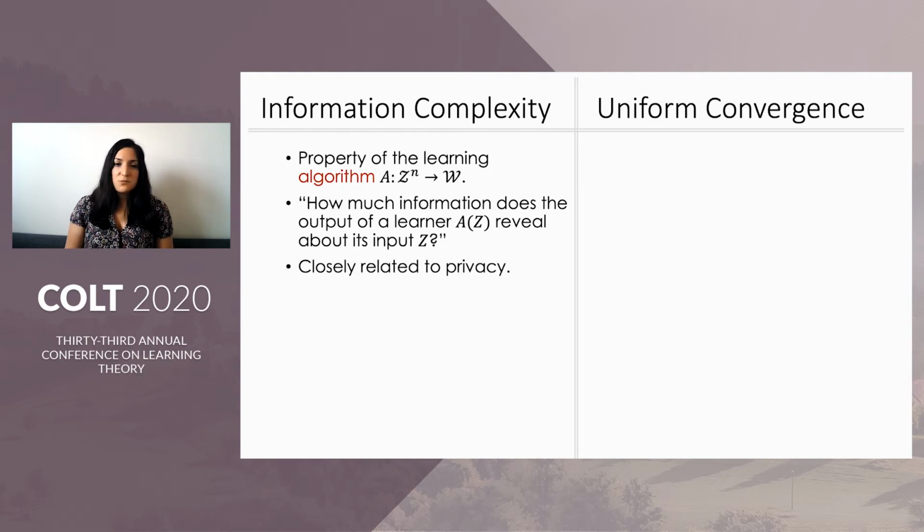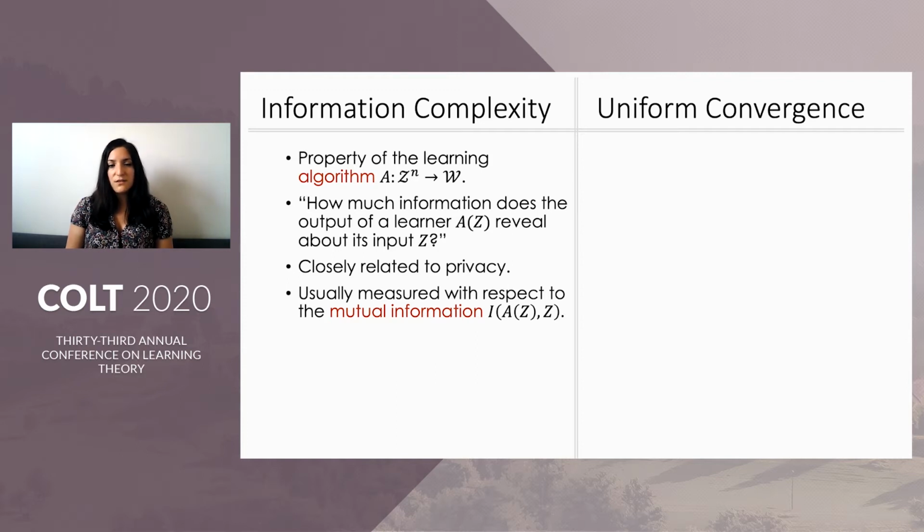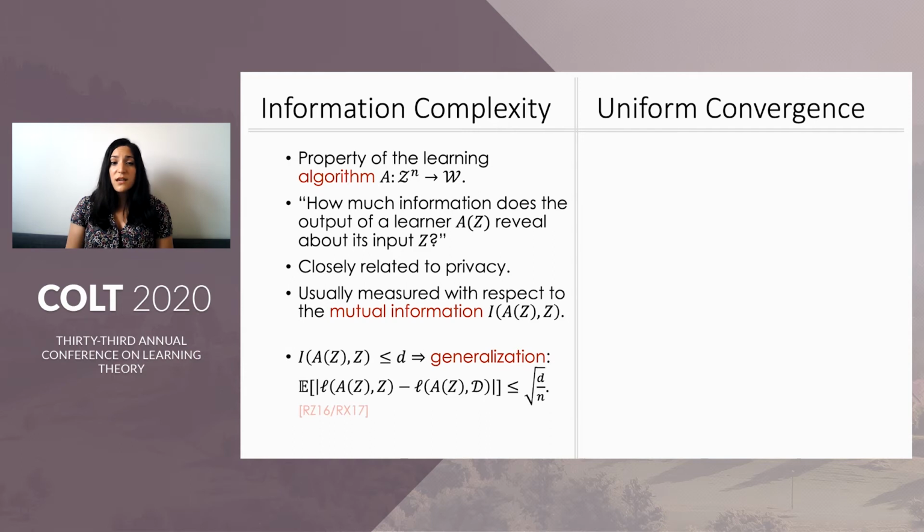It's closely related to privacy, and it's usually measured with respect to the mutual information between the input and the output of the algorithm. Another reason we care about the information complexity is that low information complexity implies generalization. In particular, mutual information at most D implies expected generalization error at most square root D over N.